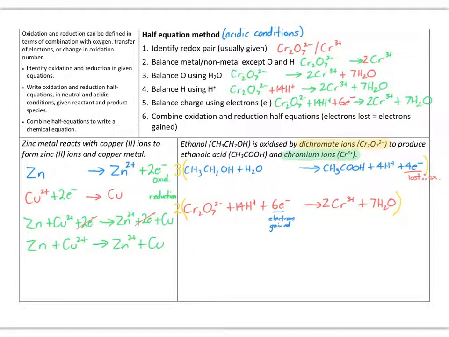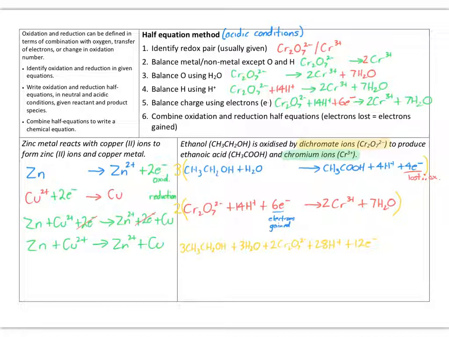So we're going to add them all together to get our combined equation. So add up everything on the left and then everything on the right. So we're going to have 3CH3CH2OH plus 3H2O, because everything in that brackets has got to get times by 3, plus 2 dichromate plus 28H plus 12 electrons. So that's covered all of the reactant side.